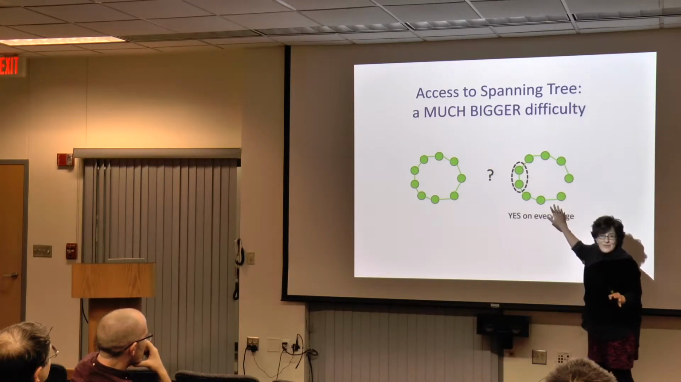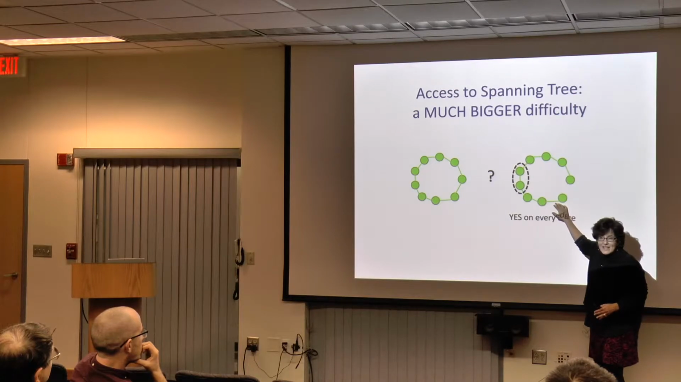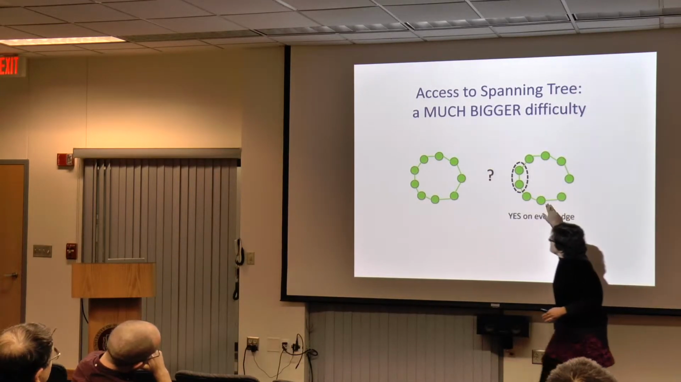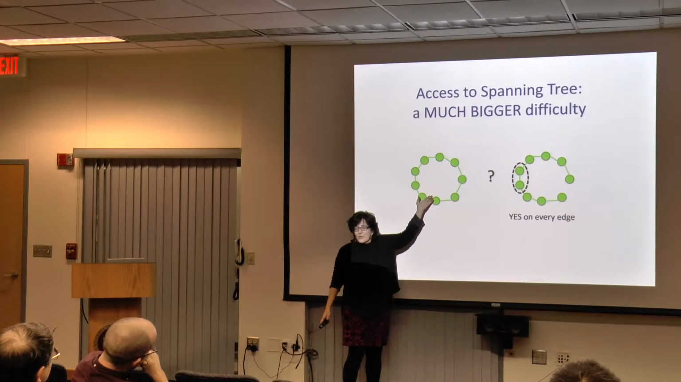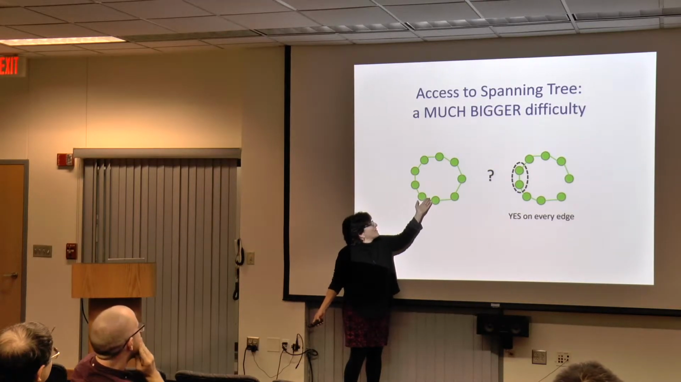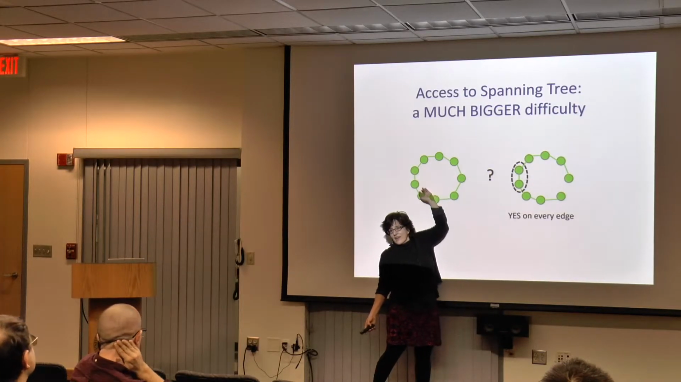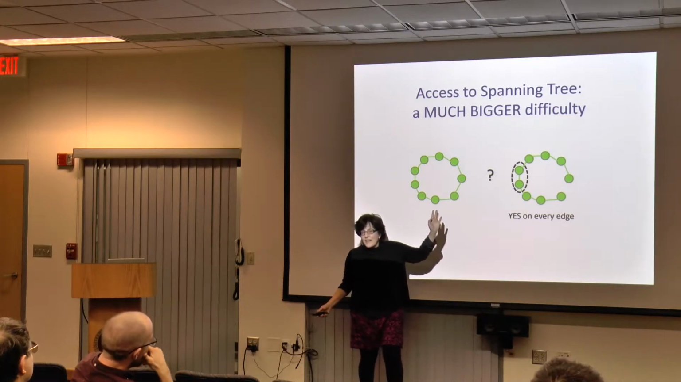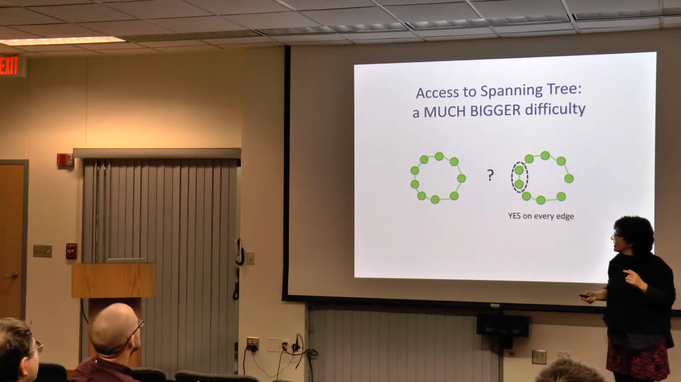Here are two graphs. In this one, I have to say yes on every single edge. Every edge here is in a spanning tree. In this graph, somebody has to say no. Who's going to say no? How do I even know I'm supposed to say no unless I look all over here and I see that all the edges are there? How would I even realize I'm supposed to say no? So this shows that there's a linear lower bound for this problem. This is something we cannot solve.